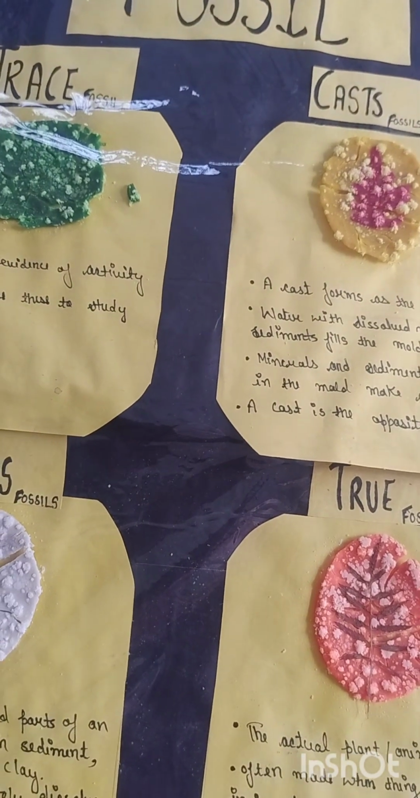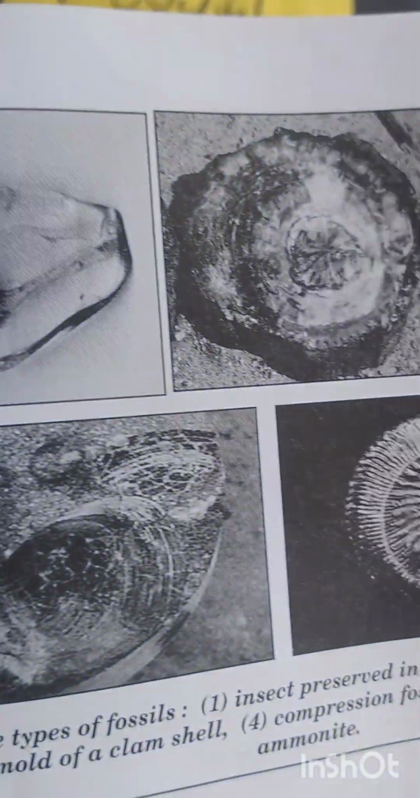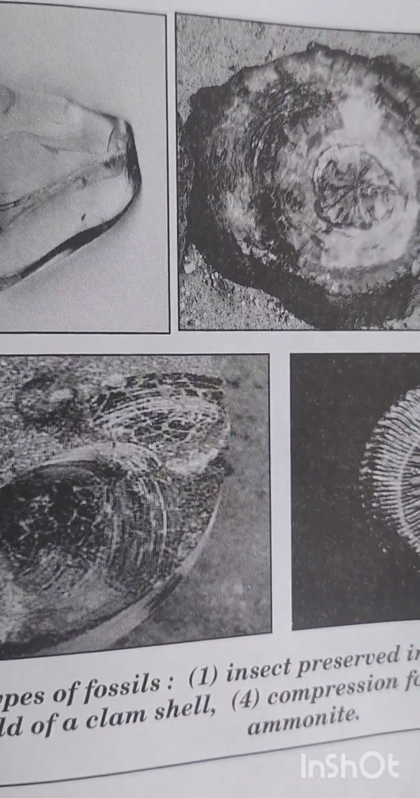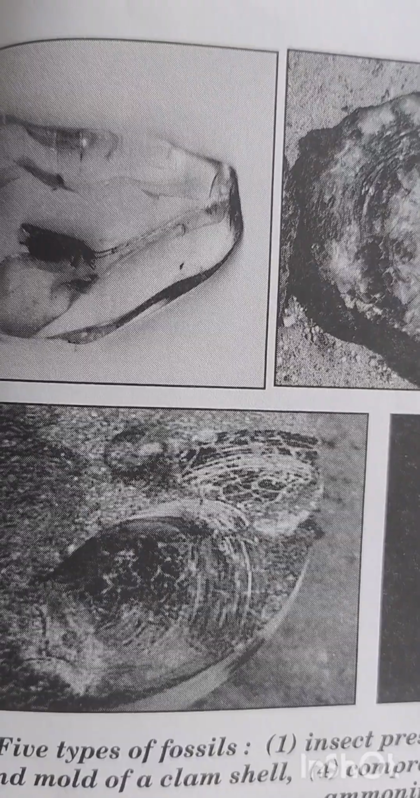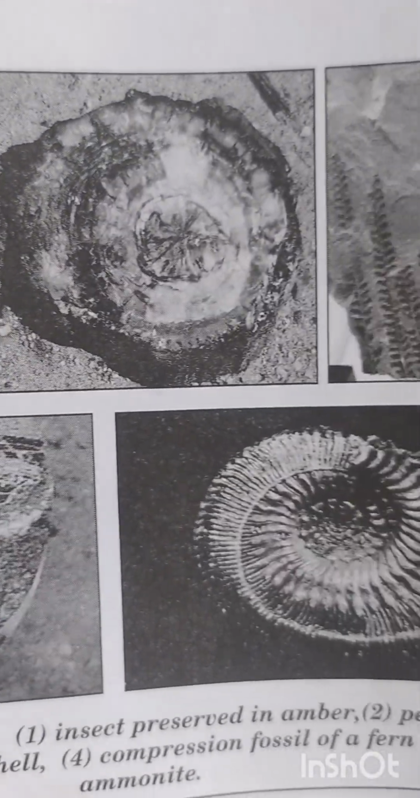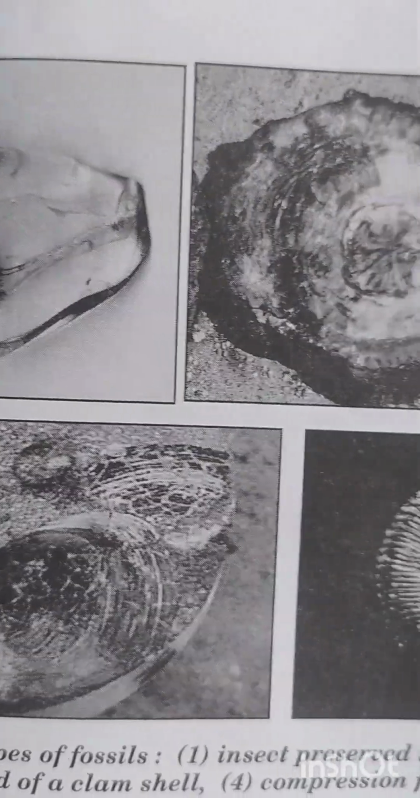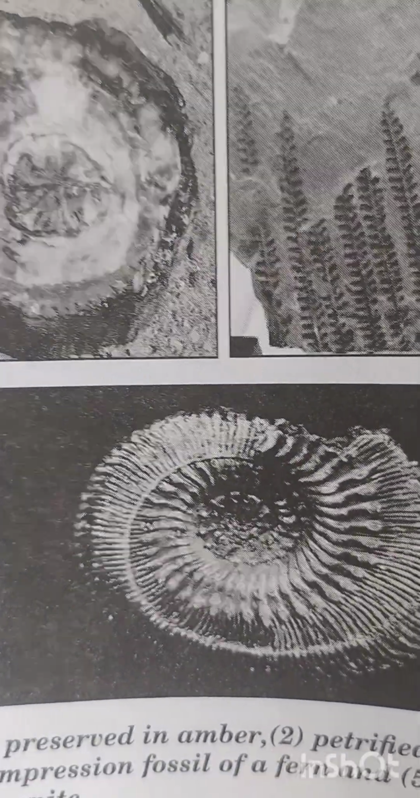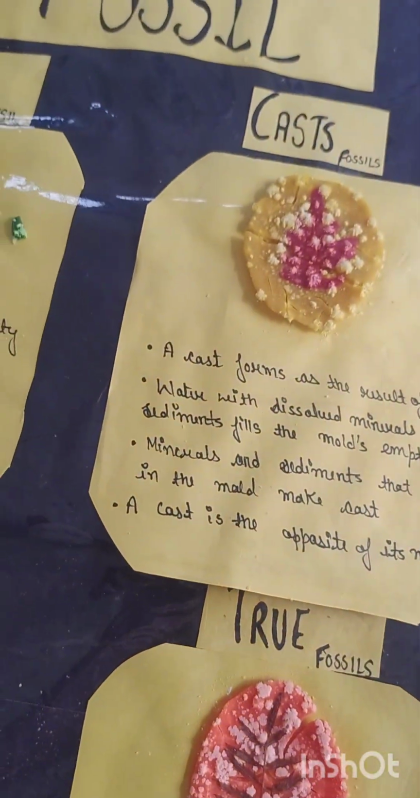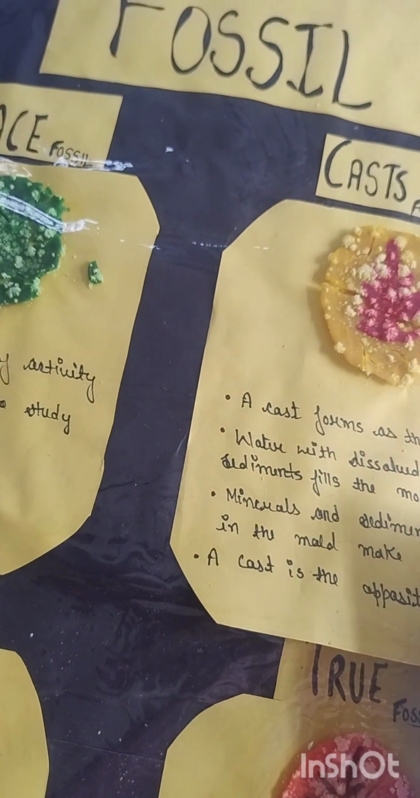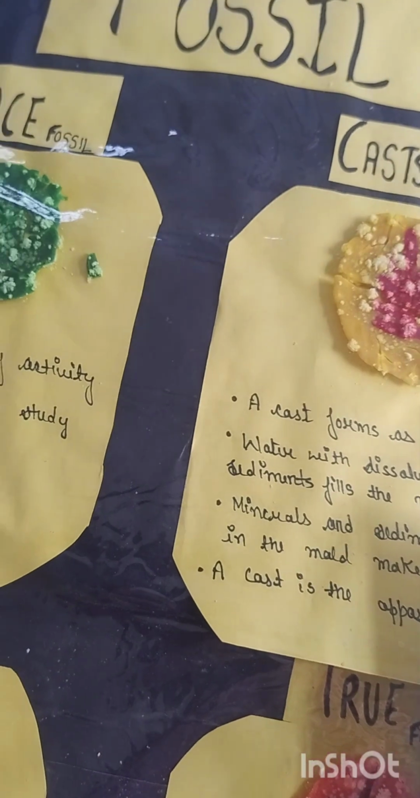Here you can see in the chart, and also in this form, different kinds of fossils. Just see the diagram. It can be an insect preserved in amber, it can be petrified wood, it can be cast and mold, it can be compression of a fossil fern or a pelletized ammonite, etc. So if you see the different kinds of fossils, there may be mold and cast.